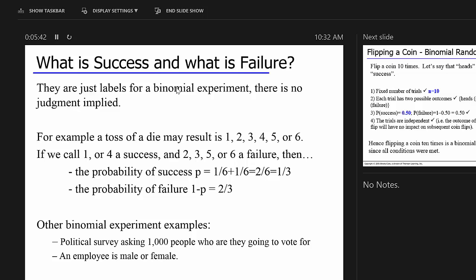The success can be a combined event. So for example, rolling a die, right? If I call, for example, 1 or 4 a success, I'm rolling a die 1 time, and if I'm getting a 1 or a 4, that's what I'm looking for, okay? So that is a success. If I'm getting anything else, it can be 2, 3, 5, or 6, well, that's a failure, okay?